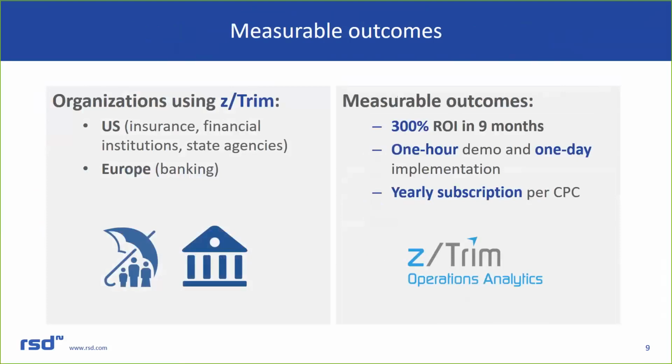We are using a yearly subscription model for the pricing, and it's priced per CPC. So for your physical mainframe machine, that's the price. It's priced just for the physical machine. We don't care how many LPARs are running on that machine, none of those kinds of things. You can gather the SMF records from those and ingest them into your ZTRM instance.